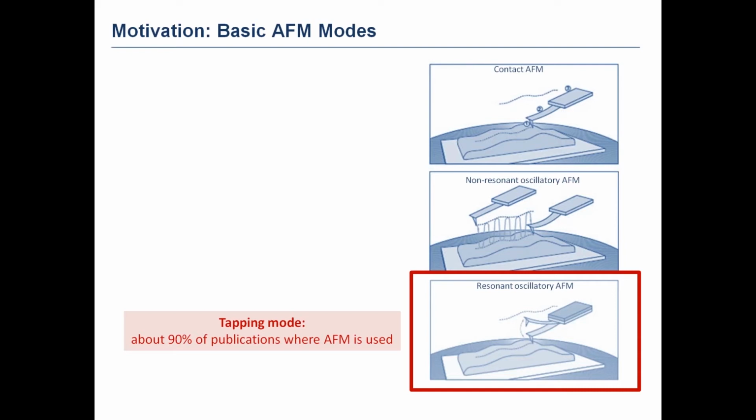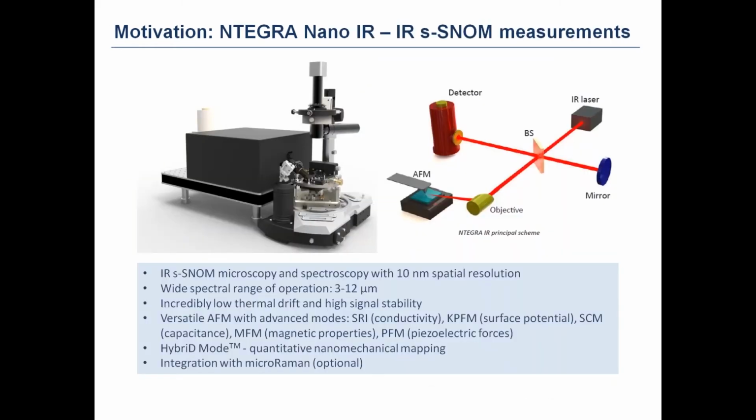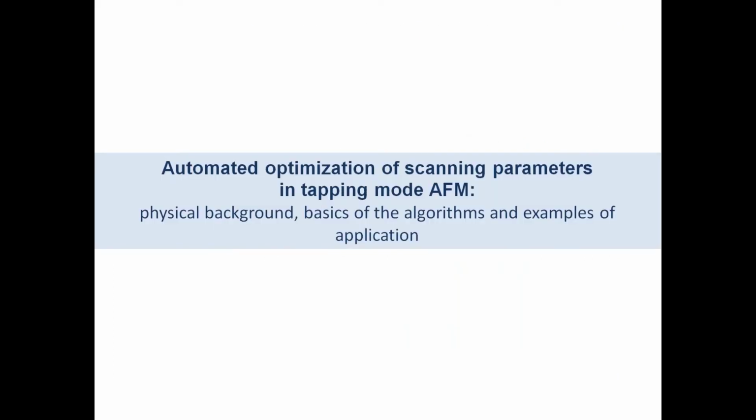Taking into account that the industry is moving forward and we are constantly developing new devices like Vega AFM, a completely automated system to measure large samples with a diameter of up to 200 millimeters, or developing systems that integrate atomic force microscopy with optical methods in the infrared range, which in fact allows infrared spectroscopy with a spatial resolution of 10 to 20 nanometers, it becomes extremely important for further development to automate as much as possible the adjustment of scanning parameters in one of the basic modes of AFM, the tapping mode.